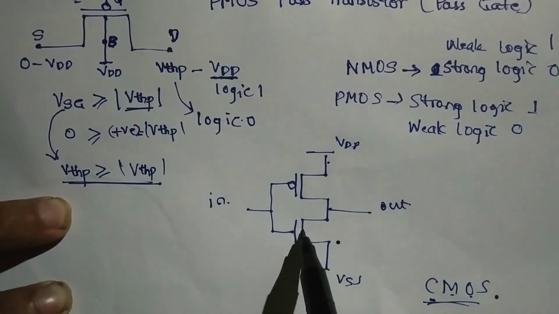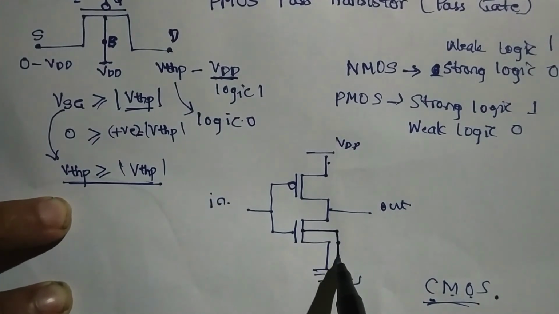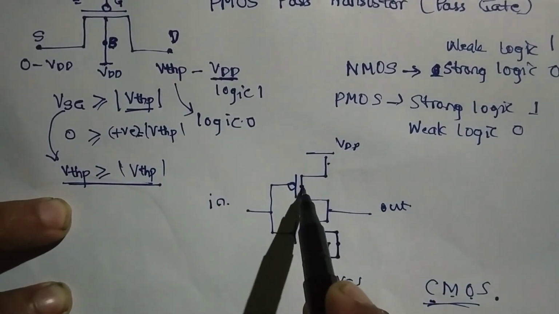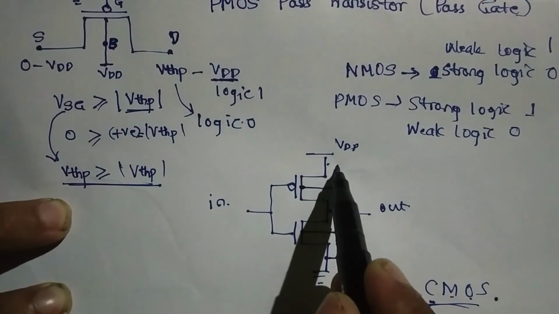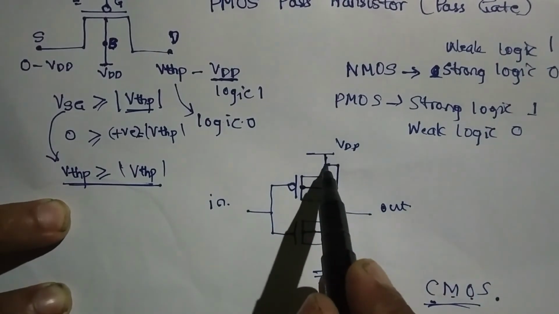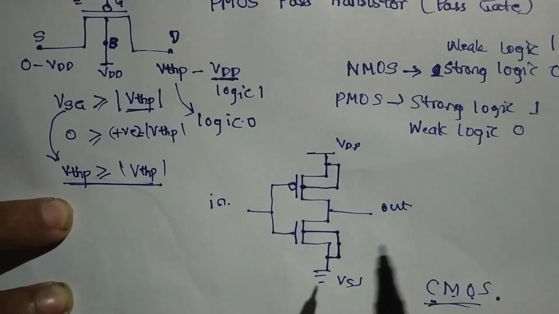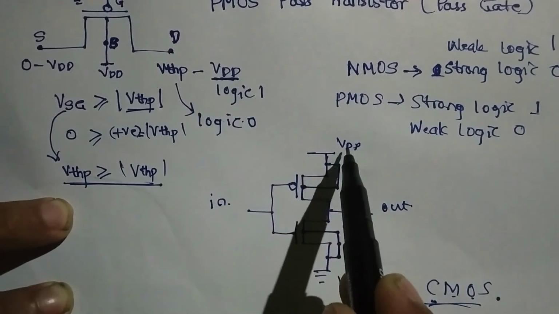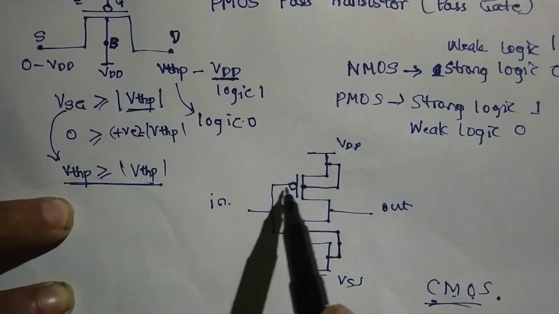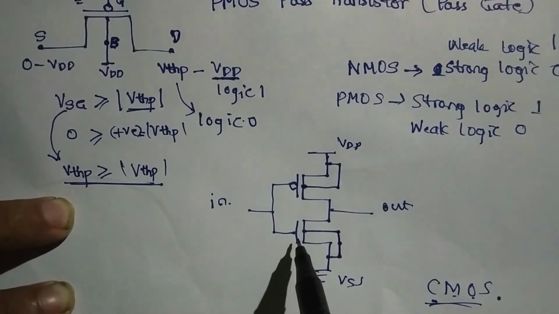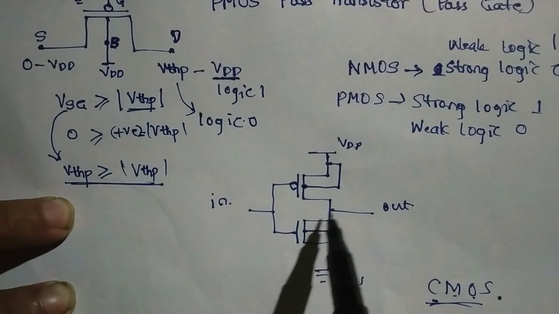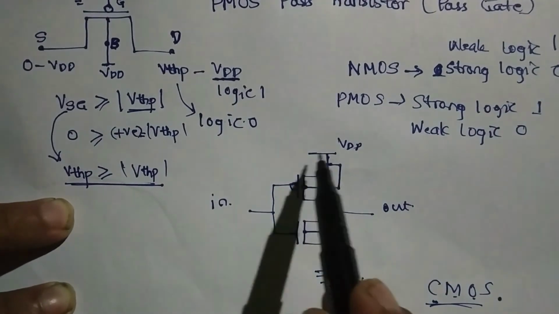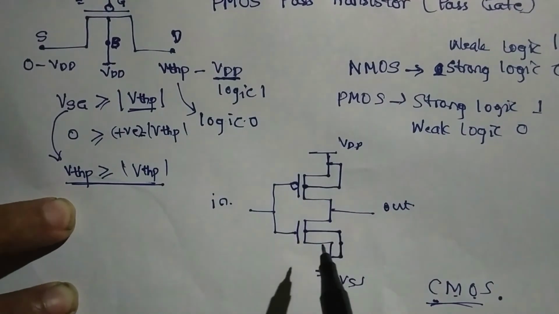The NMOS body terminal has to be connected to ground, which is P type, and this N substrate, or N well, has to be connected to VDD. So this acts like a pull-up circuit which passes VDD when its input is 0. When its input is 1, the output is pulled down to 0, because this is a strong passer of 0 and this is a strong passer of logic 1.